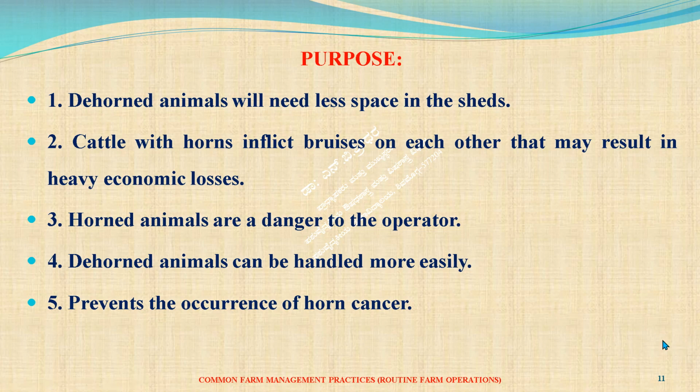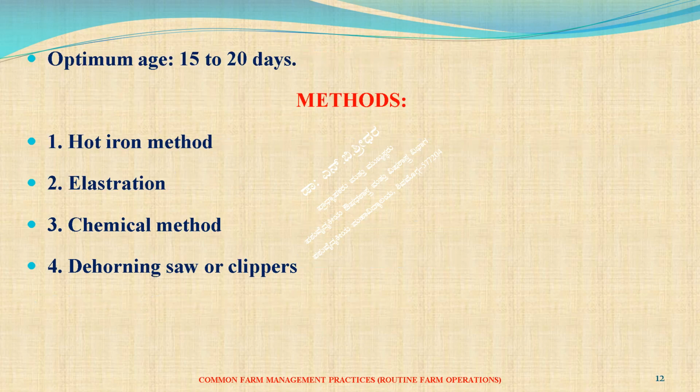And many times the dehorning process is handled more easily in dehorned animals. It also prevents the occurrence of horn cancer in some breeds which are susceptible to it. The optimum age for dehorning is 15 to 20 days, and the methods of dehorning are the hot iron method, then the ligature, then the chemical method, and the dehorning saw or clippers.